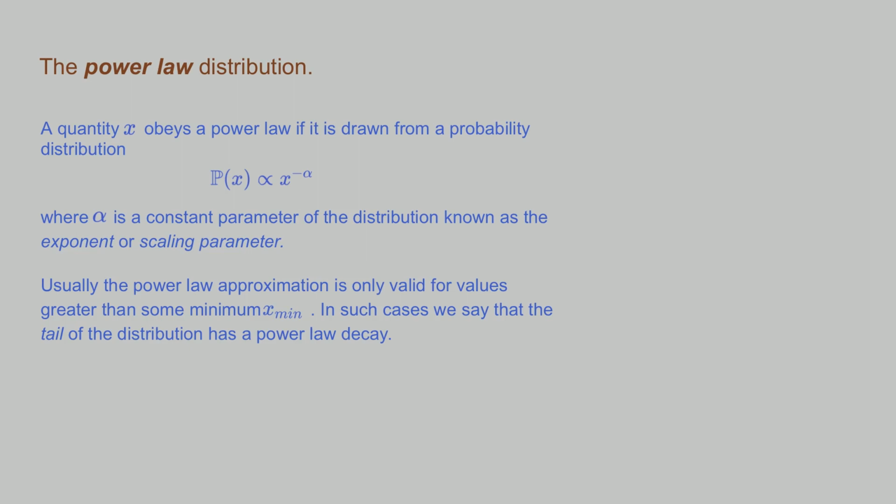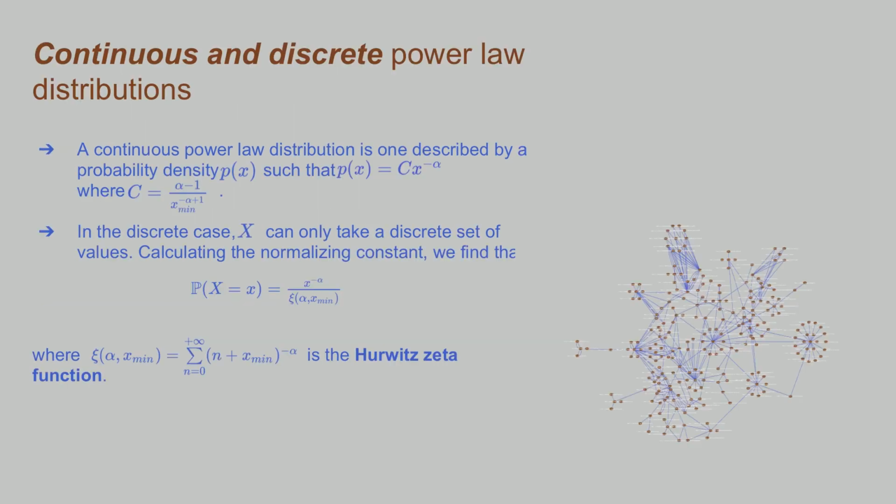Usually it's not typical to find power law distributions that fit all the empirical values that we can observe, but it's more usual to find a power law approximation valid for values greater than some minimum x min, and in such cases we say that the tail has a power law decay. So we now give some brief basic definitions about the quantities involved.